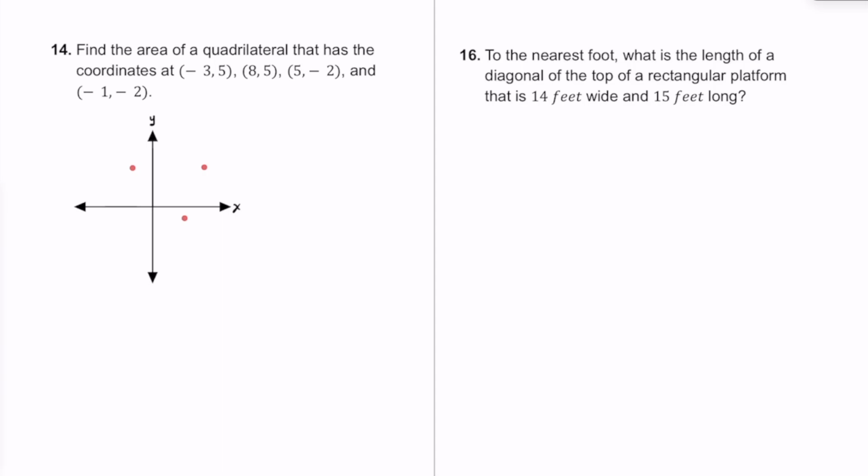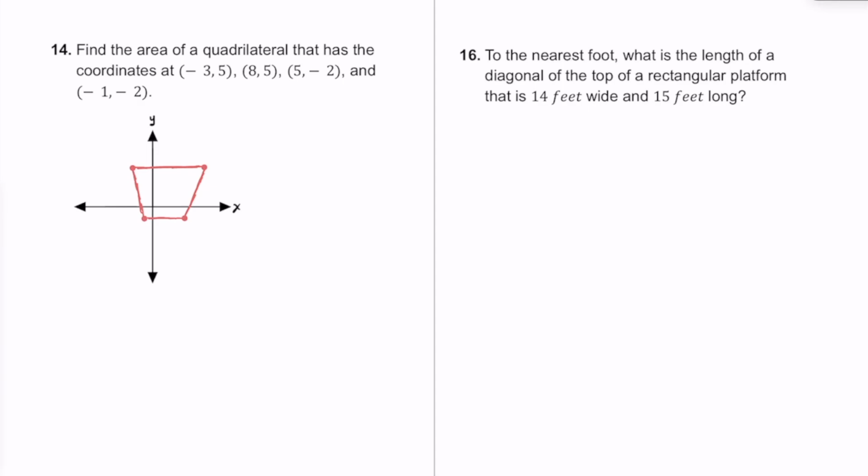And then for negative 1, negative 2, that looks like it'd be somewhere over here in quadrant 3. All right, so a rough sketch here would look something like this, where we have these 2 lines that look like they're parallel to each other because they're both horizontal. And then we have these diagonal lines here that we can draw, and it looks like we have a trapezoid.